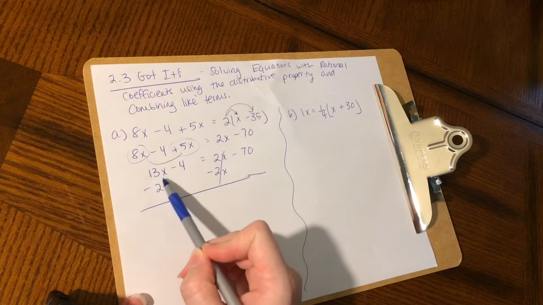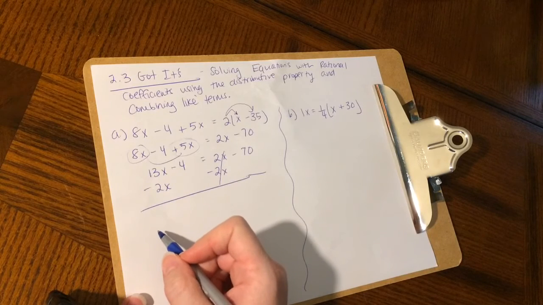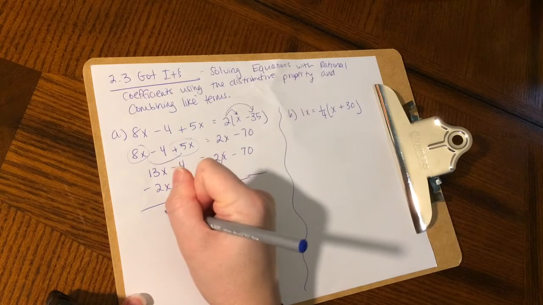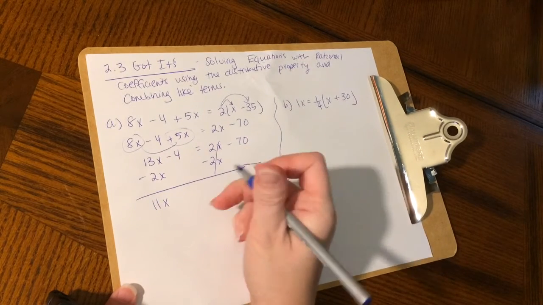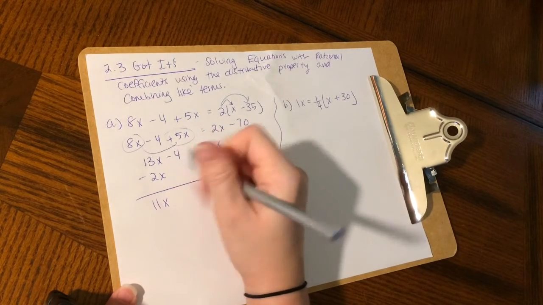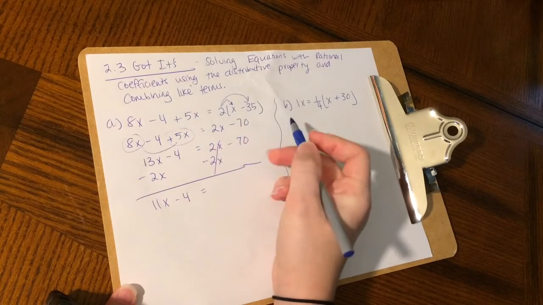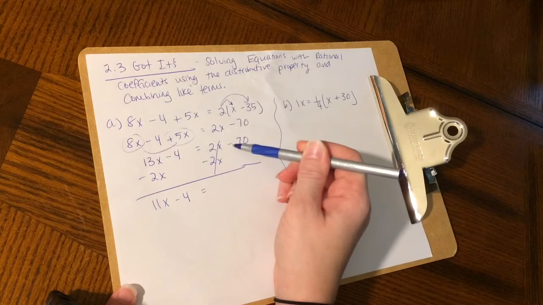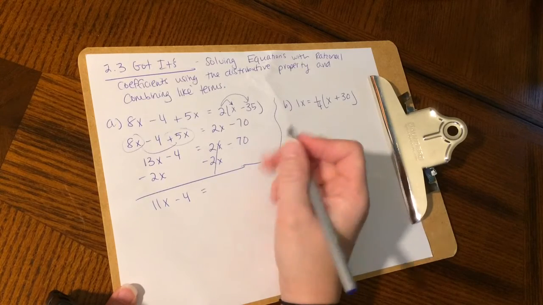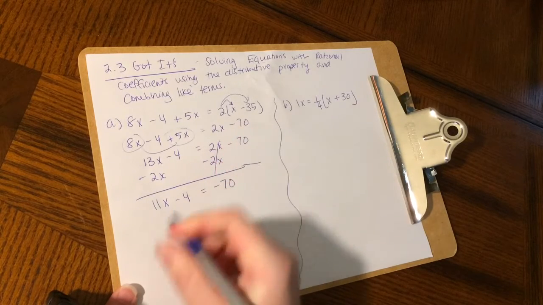Now we have 13x minus 2x, which is 11x. Bring down the minus 4, and it equals negative 70. Don't forget that that 70 is negative. It's a minus sign in front of it, so it's negative 70.